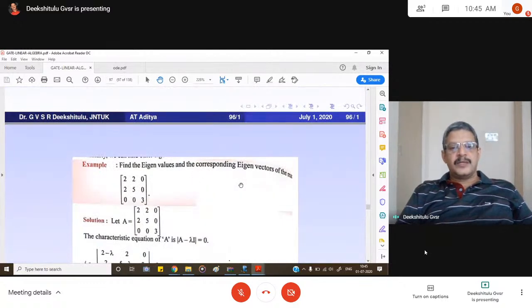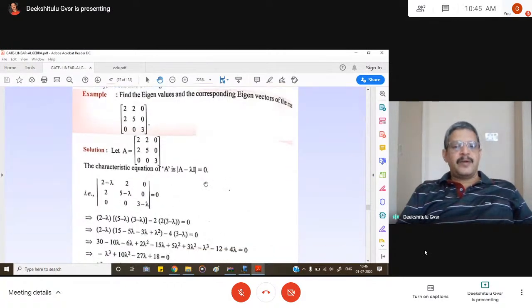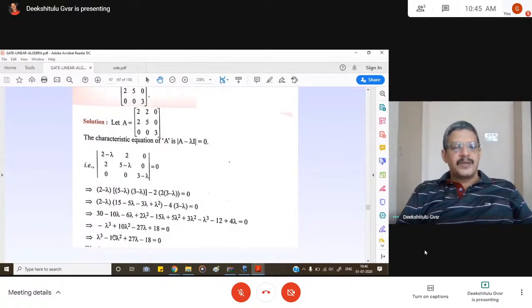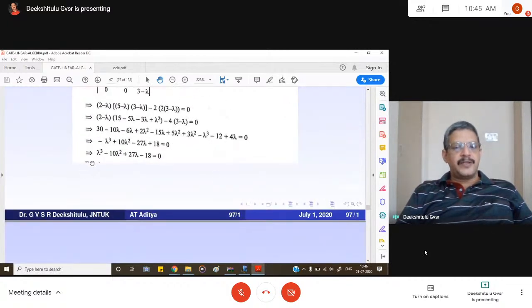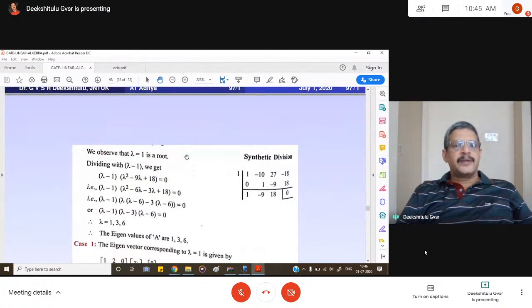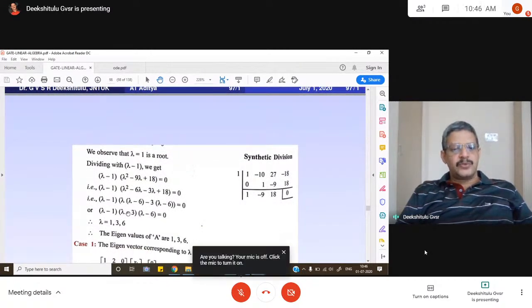Find the eigenvalues and the corresponding eigenvectors of the matrix 2, 2, 0, 2, 5, 0, 0, 0, 3. Determinant of A minus lambda, find them, then clearly the diagonal elements are there, but it's not upper triangular or lower triangular. So diagonal elements exactly cannot be the eigenvalues. So if you find the characteristic polynomial and find the roots of the polynomial, we get lambda is equal to 1 is a root. So with synthetic division, 1, 3, 6 are the eigenvalues.